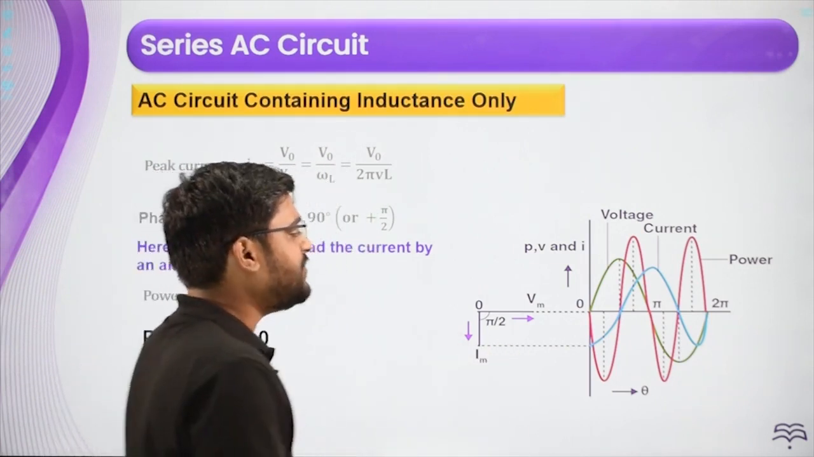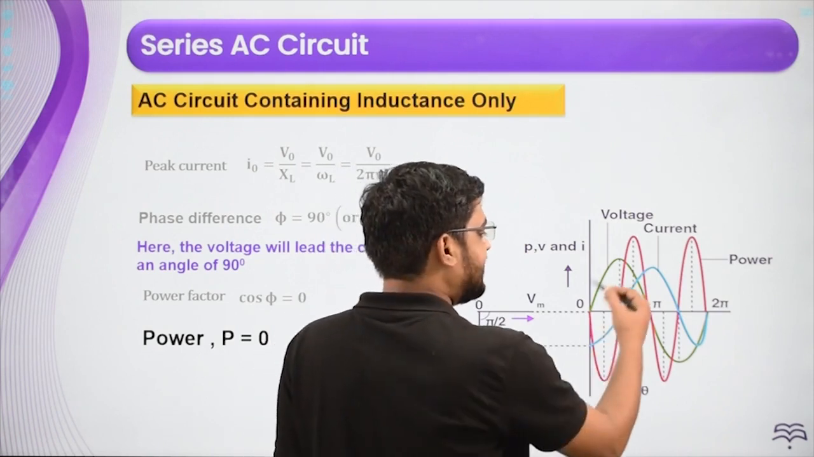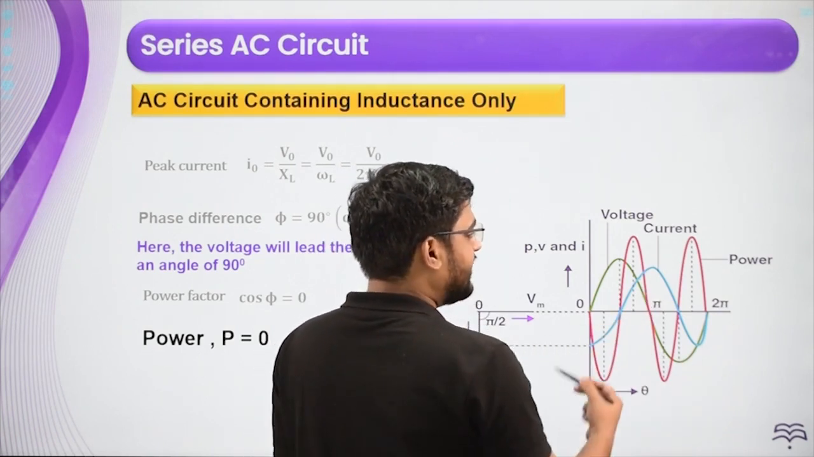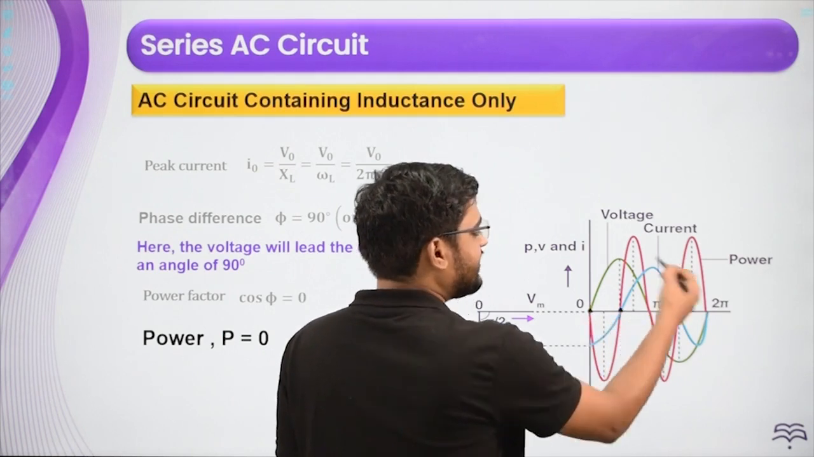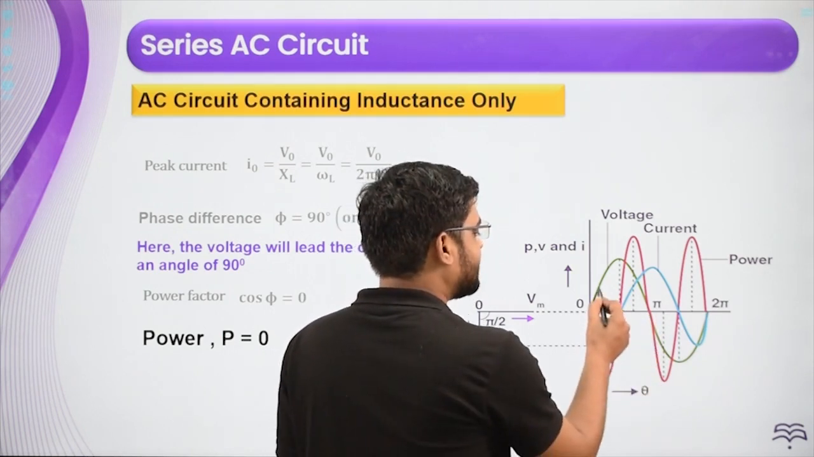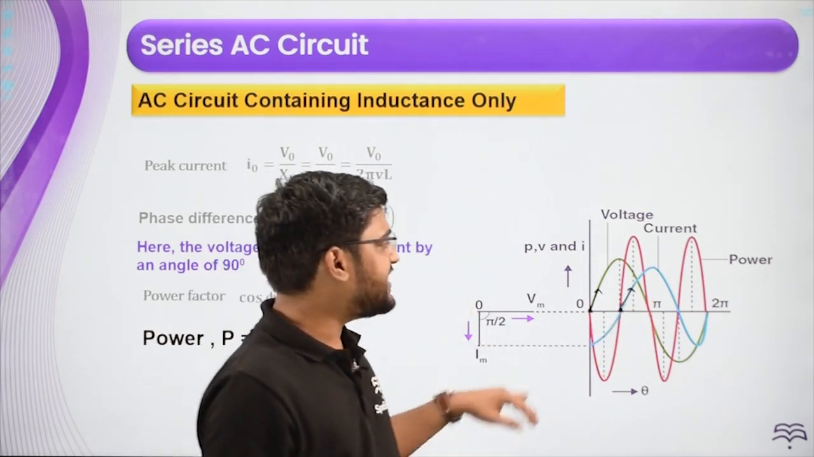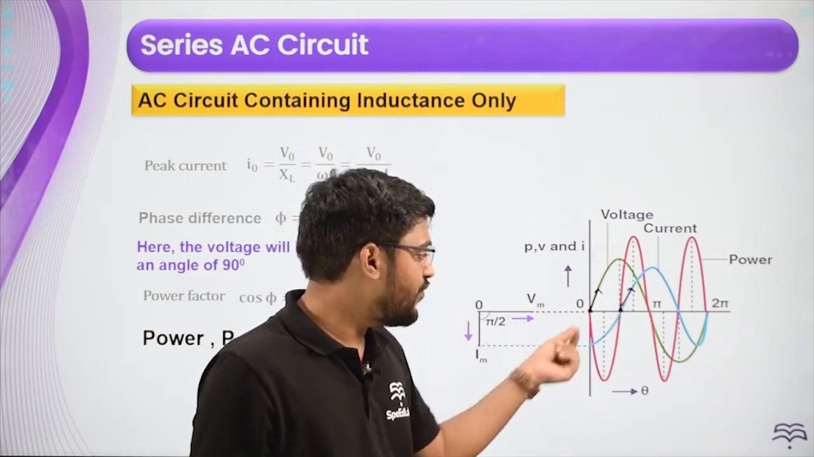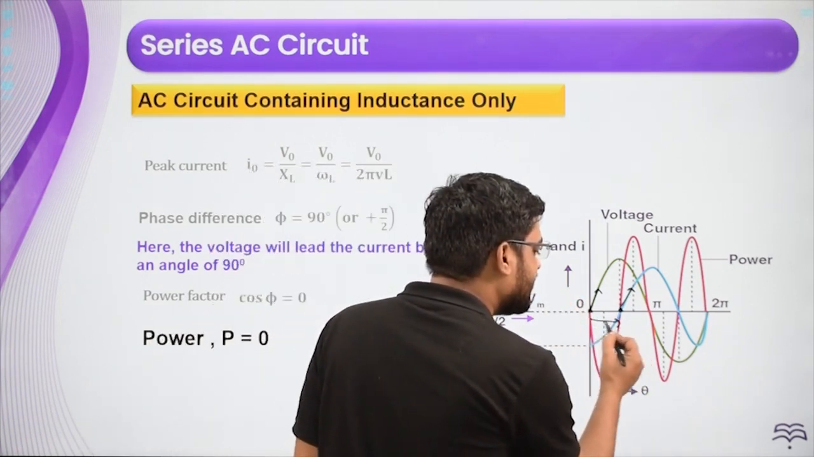Here is the diagram. And remember I told you how to check which one is leading. So this green one over here is the voltage, and this one is the current. This starts from here, this starts from here. Which one starts first? It is basically the voltage which is starting first. So voltage is leading by how much? It is leading by this much.